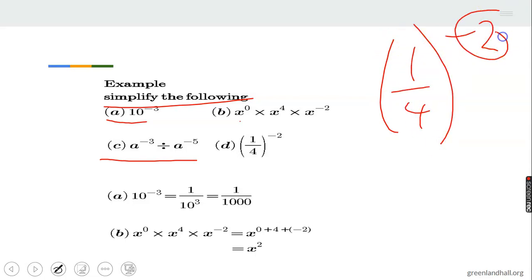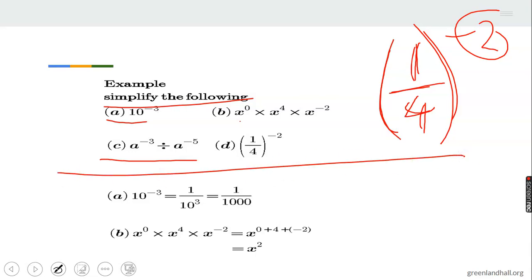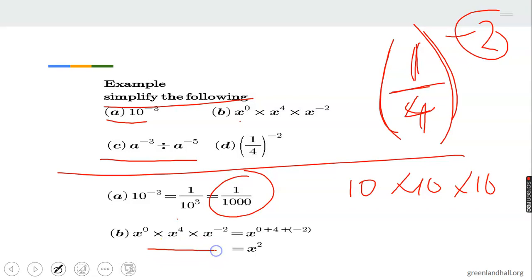That means this thing is affecting both 1 and 4 because they are fractions. Now, look at 10 raised to power minus 3 equals 1 all over 10 raised to power 3, which is equals to 1000. That is 10 times 10 times 10 equals 1000. Now, look at it again. X raised to power 0 times x to power 4 times x to power minus 2.